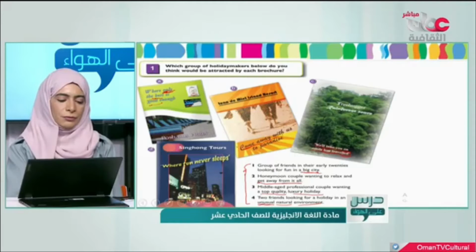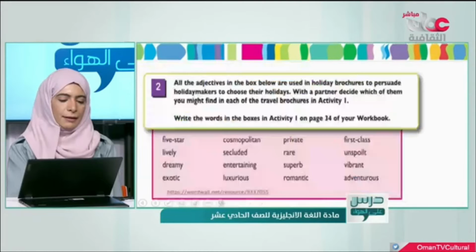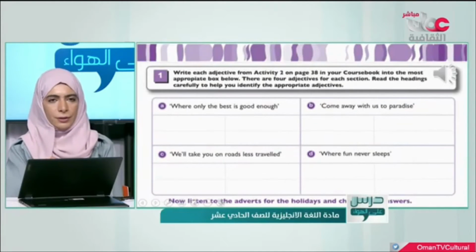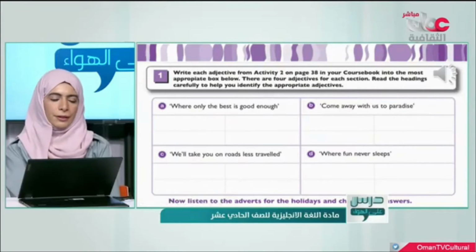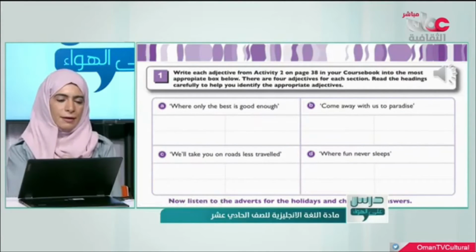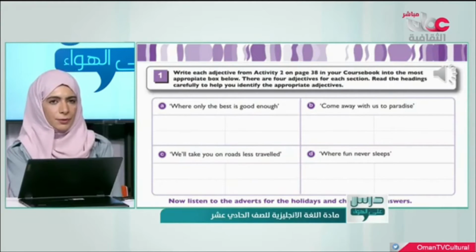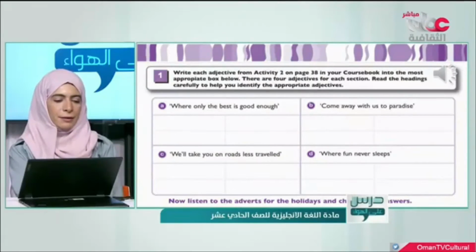So we will move to the workbook, which is related to this task, and then we try to classify the words or the adjectives according to the brochures. As you can see here, this is a part of the workbook. You will write each adjective from activity 2 on page 38 in your course book into the most appropriate box below. So we have here number 1, where only the best is good enough. We are talking about quality.